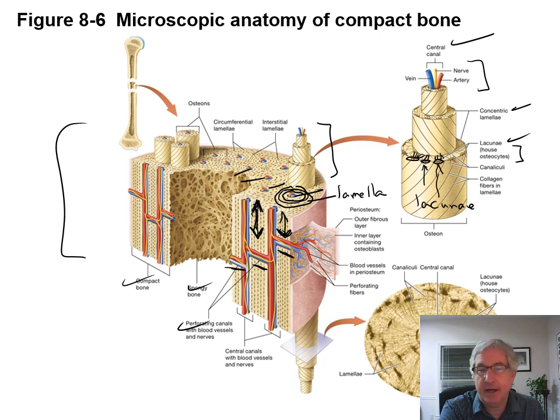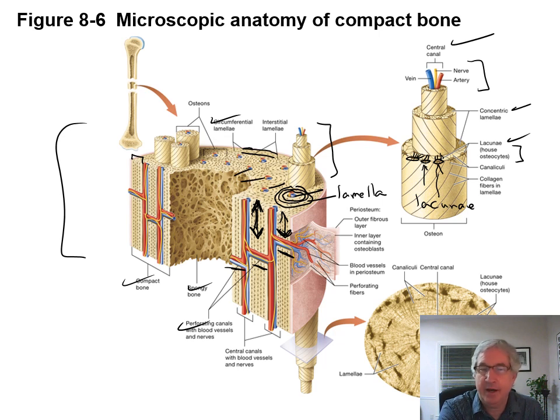Okay, and on the outside is this section right here, and you see how it's straight down, but it doesn't have osteons in this outside part out here. Okay, so this is called circumferential lamellae.